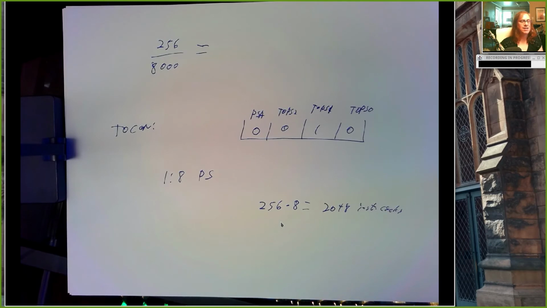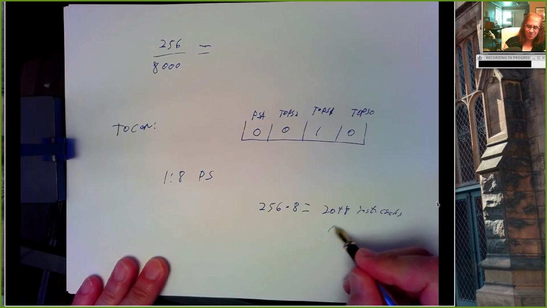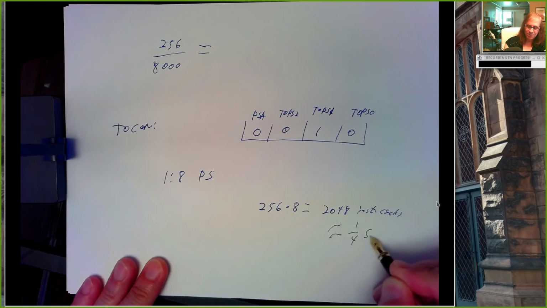So with a 1 to 8, it increments after 256 increments of the register, and each increment happens after 8 instruction cycles, that's 2048 instruction cycles. And so that's approximately a quarter of a second.